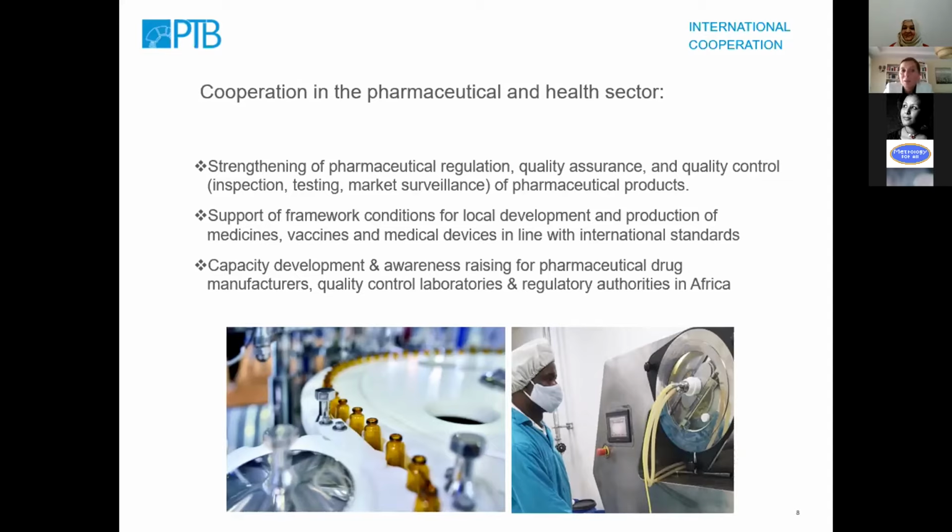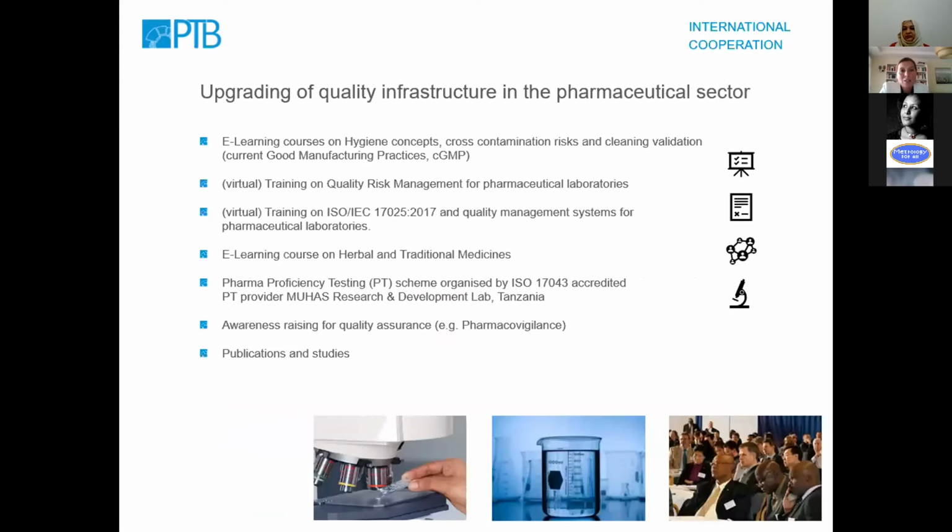As I said, we mainly focus on capacity development and awareness raising. Here we work with manufacturers, with quality control laboratories, and with the regulators. I'd like to highlight some activities that we do. For example, we've developed a 3-week e-learning course on hygiene concepts, cross-contamination risks, and cleaning validation. For the pharmaceutical sector, as you may know, this largely addresses good manufacturing practice, which are very important standards for the pharmaceutical sector. We've also developed a training on quality risk management for pharmaceutical laboratories. We have developed and we carry out regular trainings on ISO 17025 for the testing laboratories in the pharmaceutical sector.